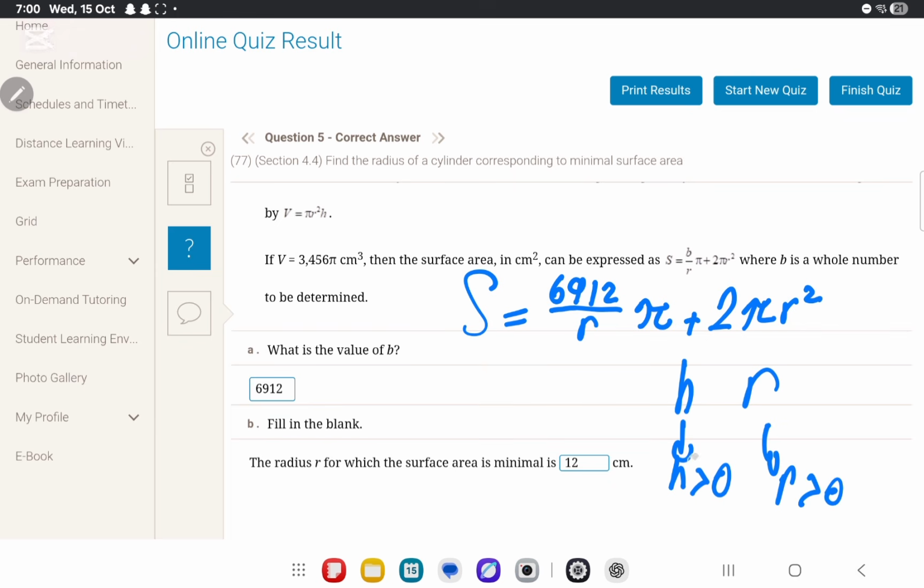Okay, so what is h? H is, what did we say it was? I believe it was 3456 over r squared. Sorry, let me rearrange it. I got 3456 over r squared has to be greater than 0. Now, this will always hold true, right? Why? Because if you take the r squared up, you're going to get 3456 is greater than 0. This is always correct.